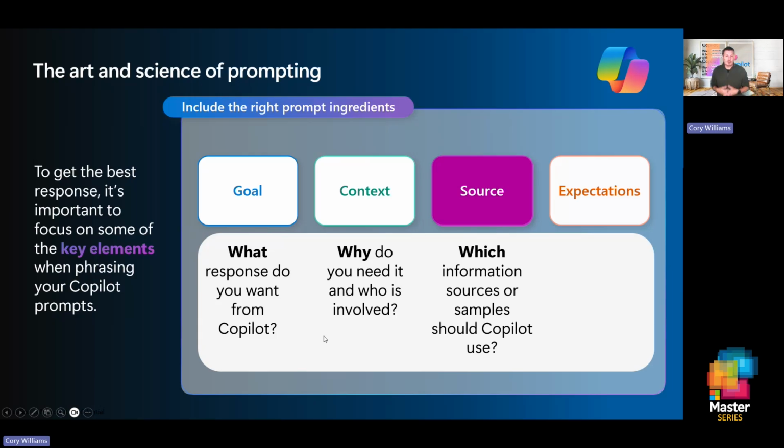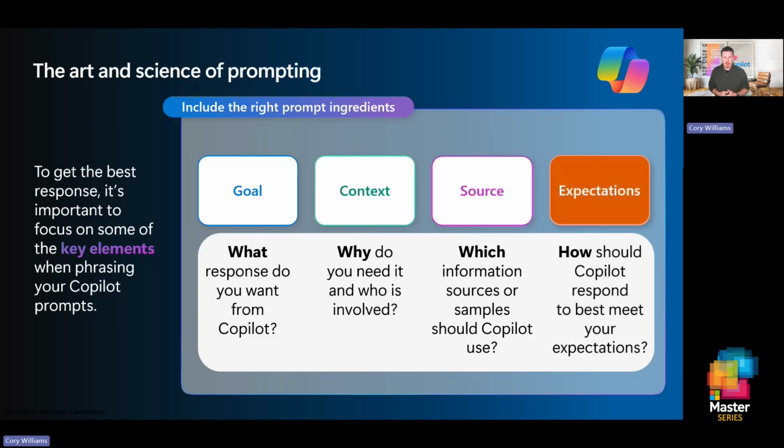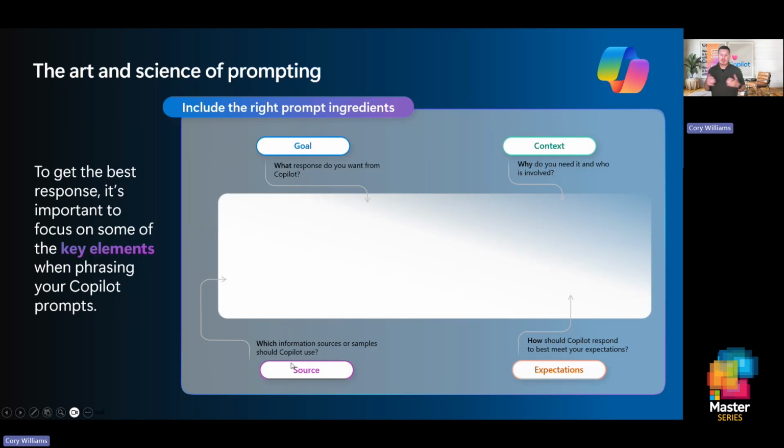What's the source? Where is this information coming from? Today, we're focusing on publicly accessible websites, but that could be my email, a meeting, or a file that I was working on. And then the expectations. How should Copilot respond? Should it be something business focused, a formal response? Should it be in bullets? Should it be a table? What does that output need to be? So think about that when you're prompting AI, or even as you're building the instructions for your AI agents.